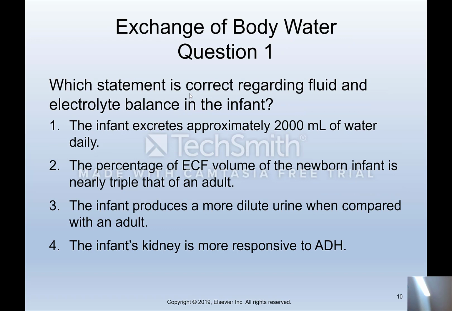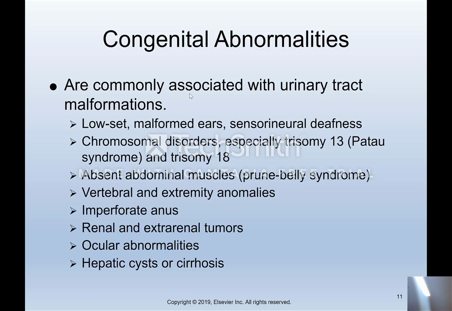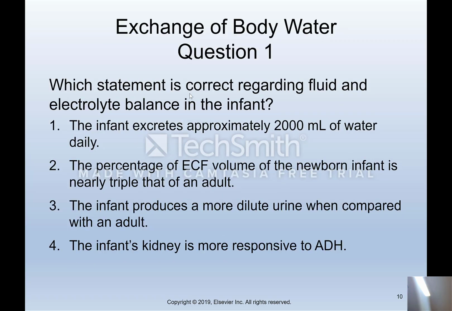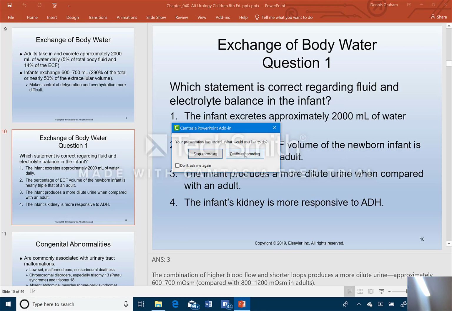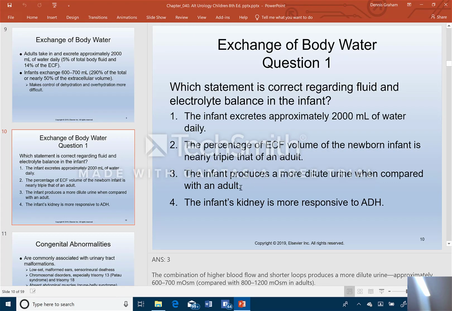Which statement is correct regarding fluid and electrolyte balance? Infants excrete approximately 2,000 mLs of water. No, that's an adult. Percentage ECF volume in a newborn infant is nearly triple that of an adult. No, that's incorrect. The infant produces more dilute urine when compared to an adult. That's true. The infant's kidney is more responsive to ADH. No. Let me go back, and this is the answer, 3. So you can see that 3 is the infant produces more dilute urine, right? Okay.